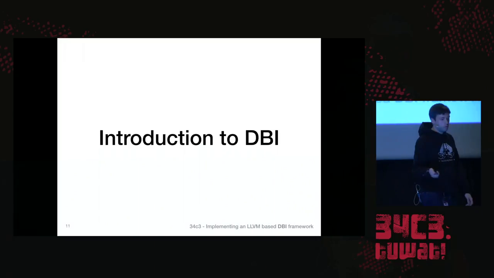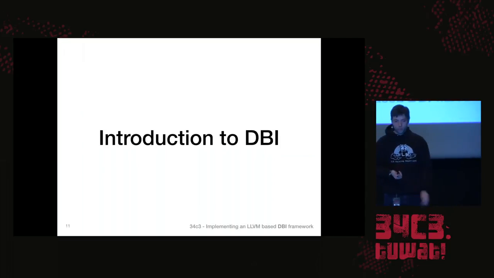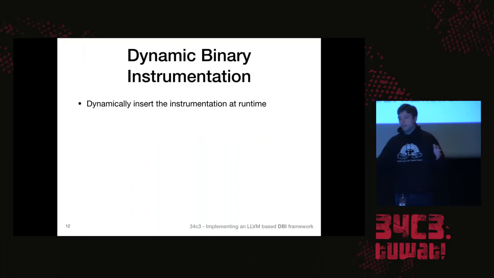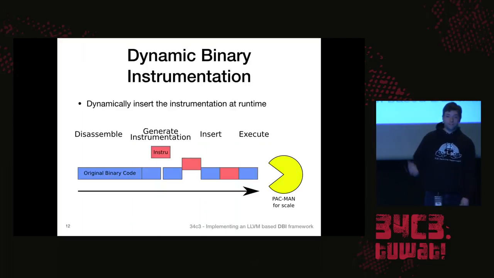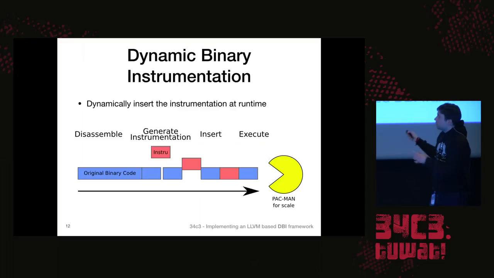So to understand the rest of the talk, you need to understand how DBI exactly works. So I'm going to try to explain that, if I get it correctly. The simple idea is that dynamic binary instrumentation is about dynamically inserting the instrumentation, so the code you wrote, inside the binary during runtime. So it looks like this. You would disassemble the code that's going to be executed. Then you pass the instructions to your instrumentation tool that analyzes them and generates the appropriate instrumentation. And then the instrumentation gets inserted into the execution flow, and it's executed. And then you have Pacman for scale.